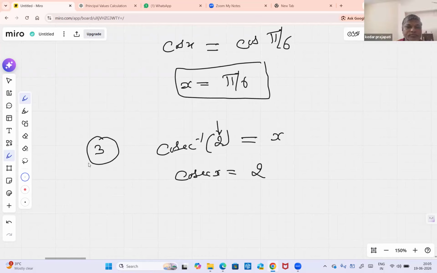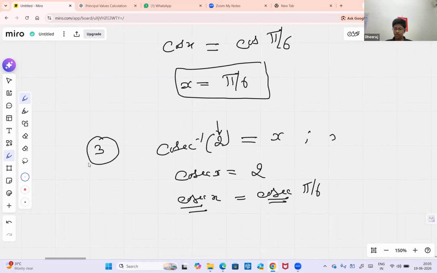And cosecant pi by 6 is equal to 2. So now this and this are equal, right? Yes, sir. And we have to write here what the range is. The range is minus pi by 2 to pi by 2, excluding 0. So it is cosecant, right?